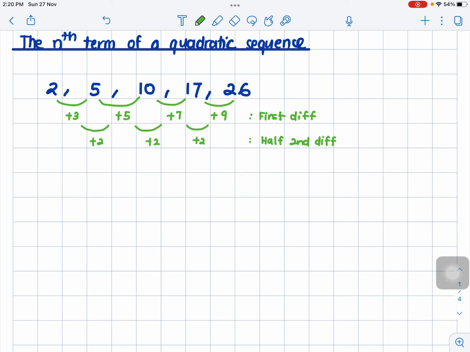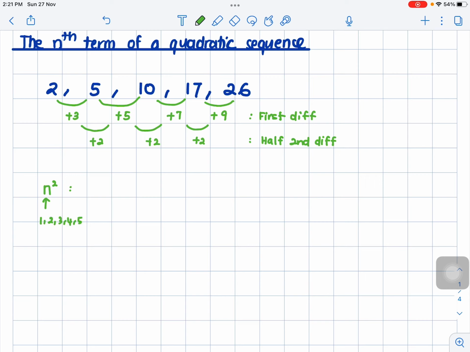So what do I get when I half it? I take this 2 and I divide by 2. I'm going to get 1, right? So what you do, you just write it as n squared. Where is that 1? The 1 is in front here. So next step, you will substitute the n with 1, 2, 3, 4, 5.